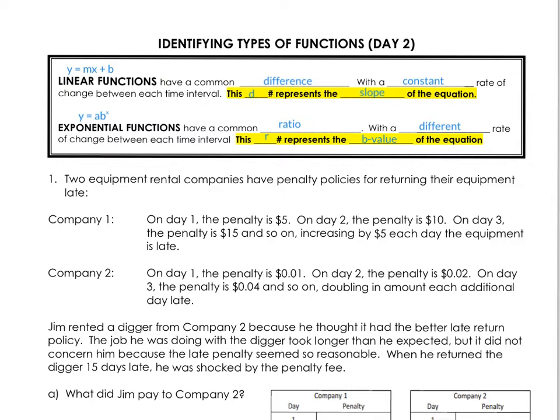So this question says, we have two equipment rental companies and they have a penalty policy for returning their equipment late. The first company, on day 1, the penalty will be $5. On day 2, the penalty is $10. On day 3, the penalty is $15, and so on, increasing by 5 each day the equipment is late. So here we have this increasing by the same amount, so it's always going to increase by 5 per day. Company 2 has a different policy. On day 1, the penalty is a penny. On day 2, the penalty is 2 cents. On day 3, the penalty is 4 cents, and so on, doubling the amount in each additional day that it is late.